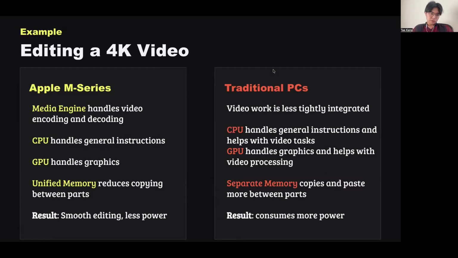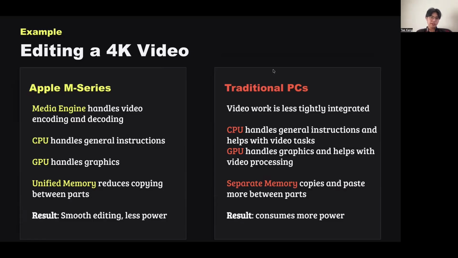So this is an example: editing a 4K video. For traditional PCs, video work is less tightly integrated. The CPU handles general instructions and helps with video tasks. The GPU handles graphics and helps with video processing. And the CPU and GPU have separate memory, so they have to copy and paste more between parts. As a result, it consumes more power.